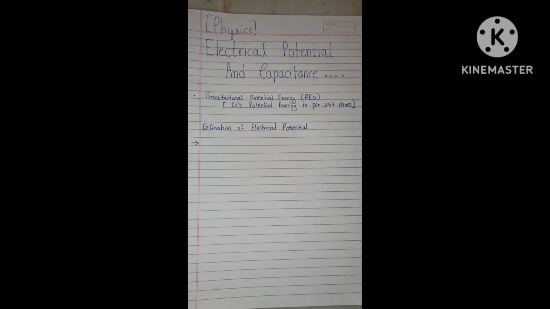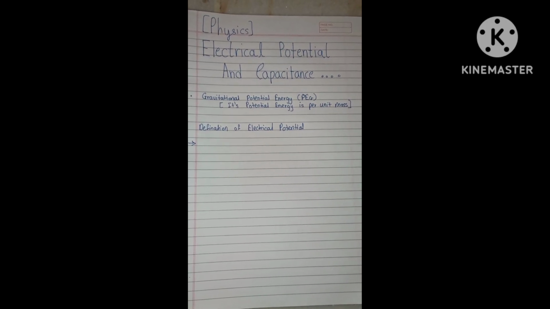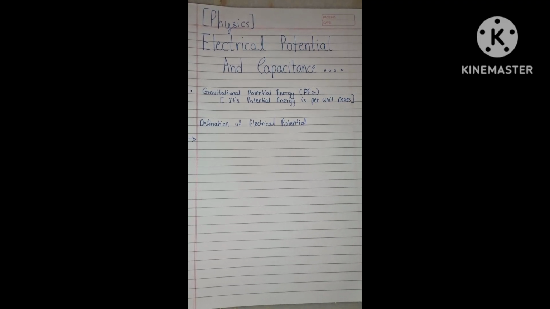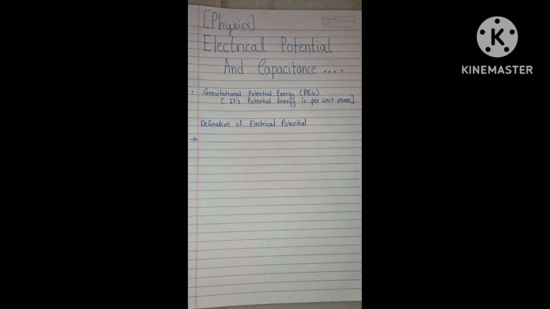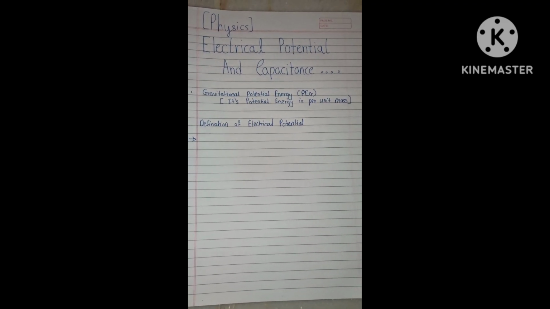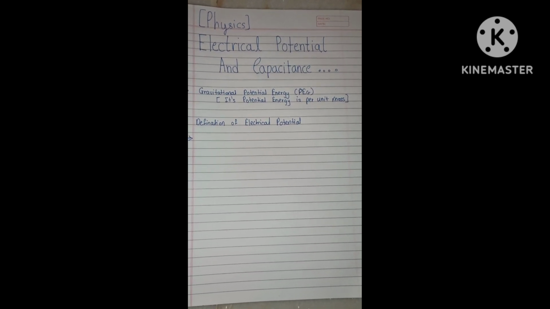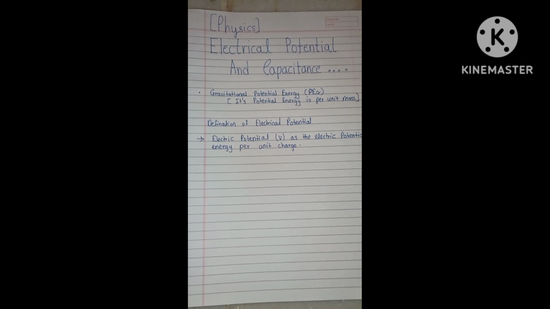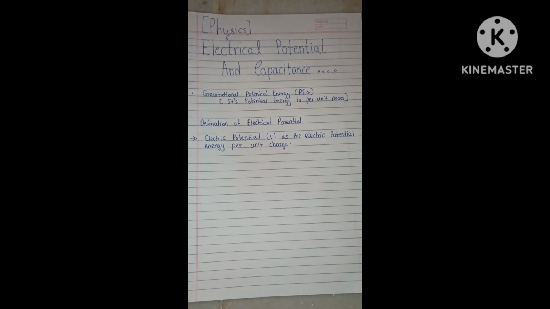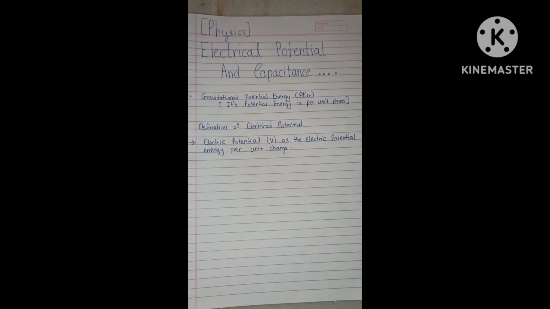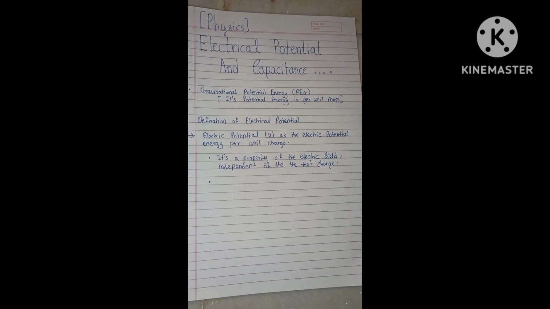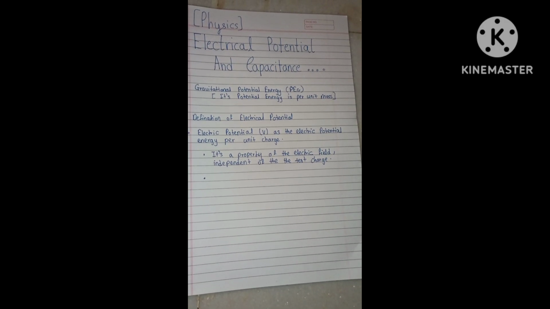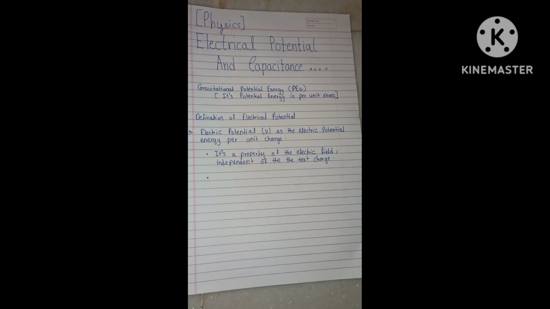So now next topic, definition of electric potential. In electrostatics we do the same thing. We define electric potential, volt, as the electric potential energy per unit charge. So it's a property of the electric field, independent of the test charge, and it tells you the energy stored in a location if you place a charge there.